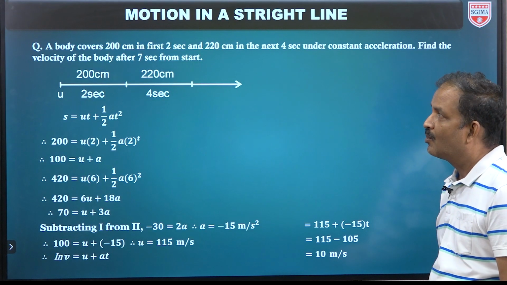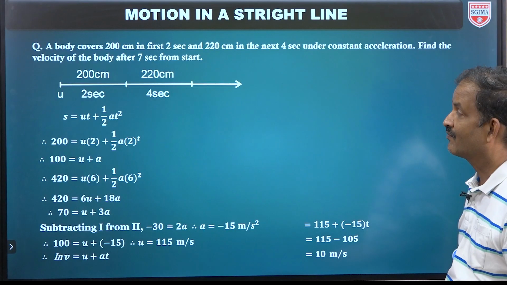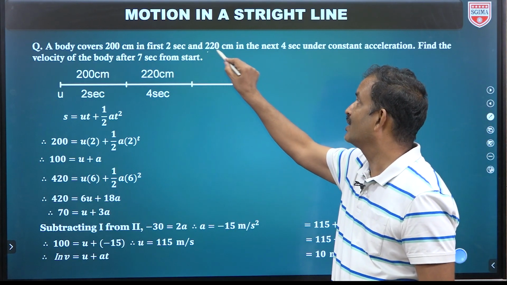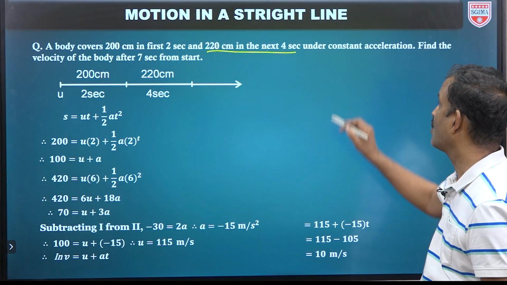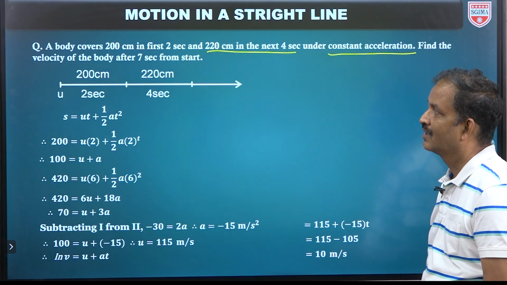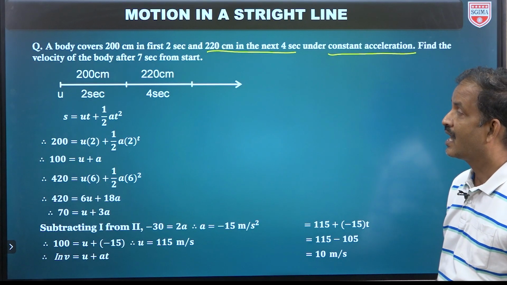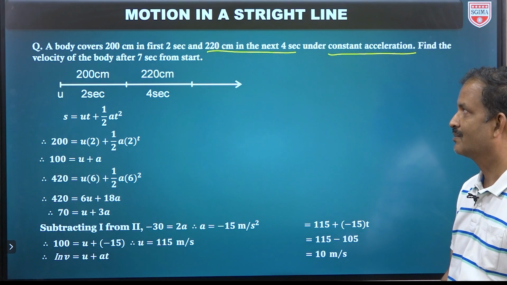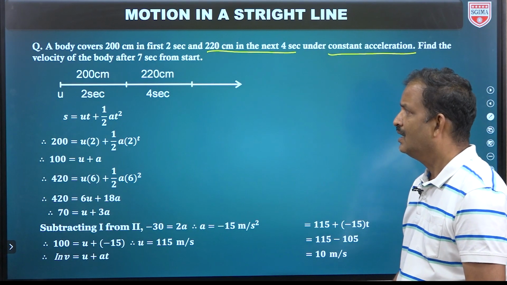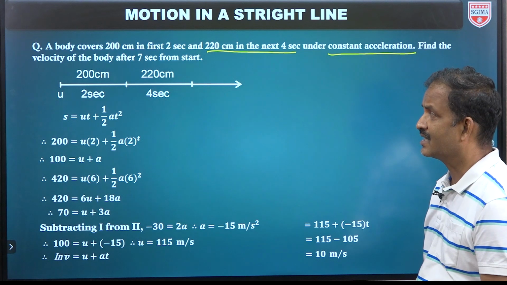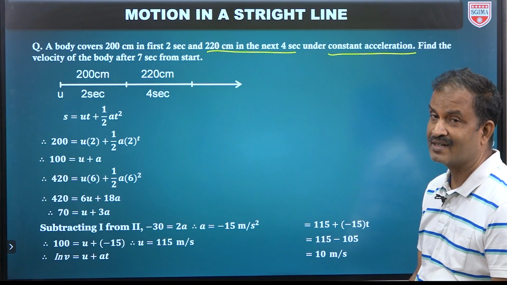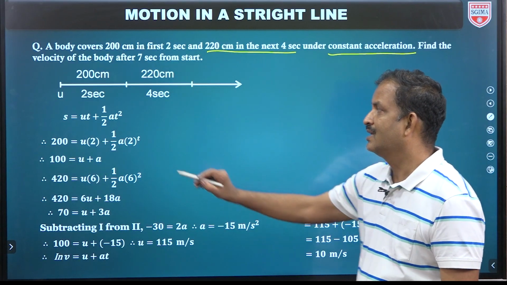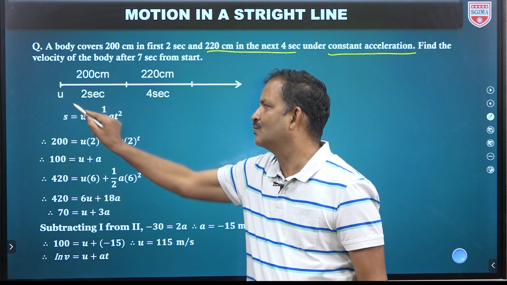Now, a body covers 200 centimeters in the first 2 seconds and 220 centimeters in the next 4 seconds under constant acceleration. Find the velocity of the body after 7 seconds from start. Here, they are not saying that it started from rest. So, again, I have an initial velocity u.